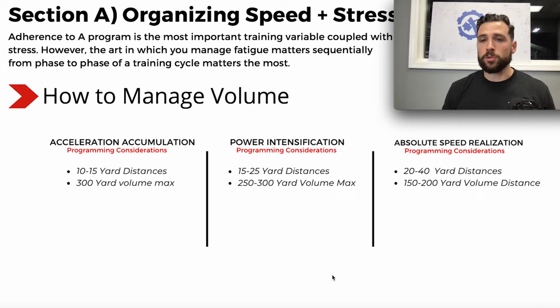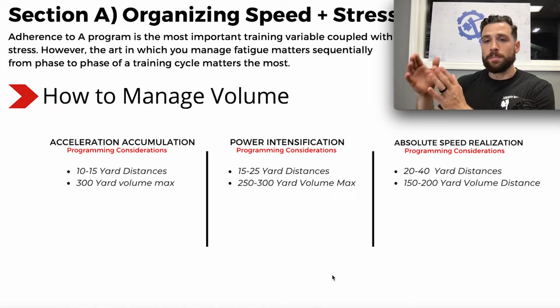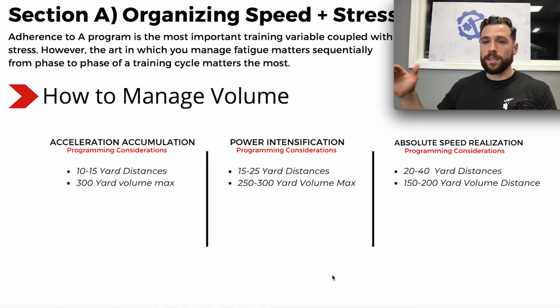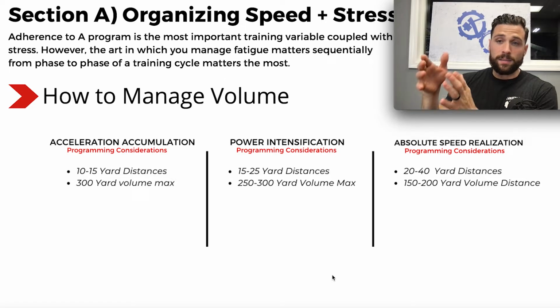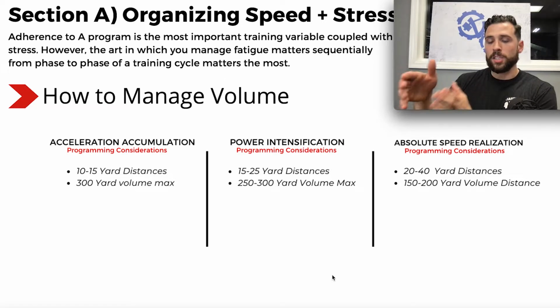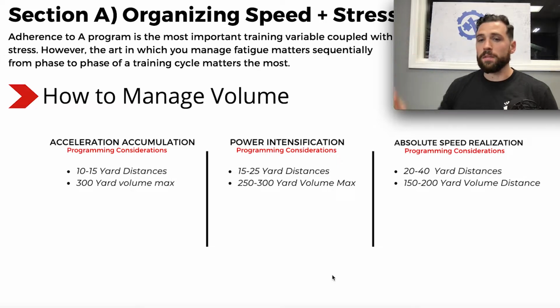Moving on to my absolute speed realization. Now my distances are the absolute furthest and my volume is the absolute least. So 150 to 200 yards, using the example of a 40-yard sprint, you're probably not sprinting more than 1 to 2 of those in a given week. And they should probably be on the same day to help allocate and kind of confine that experience of stress, that experience of CNS fatigue that's going to transpire over the next 48 to 72 hours.